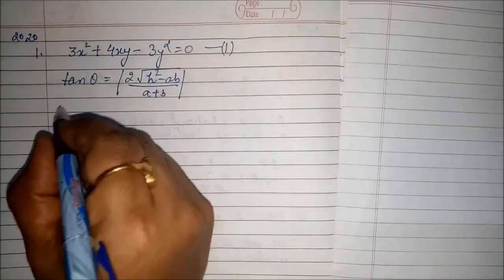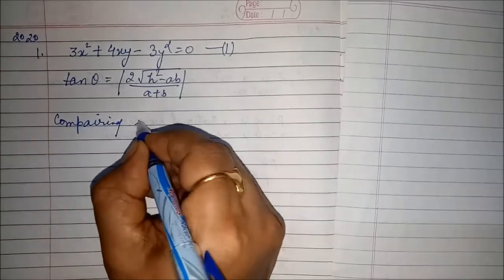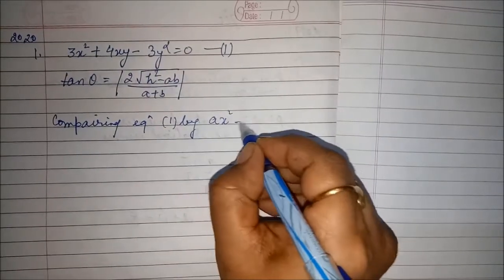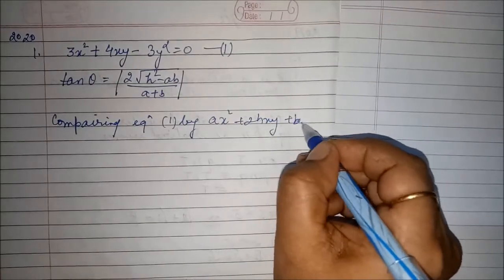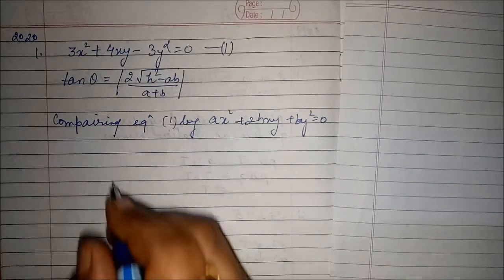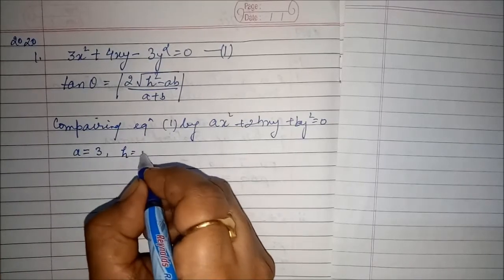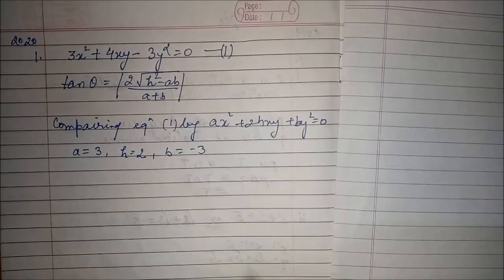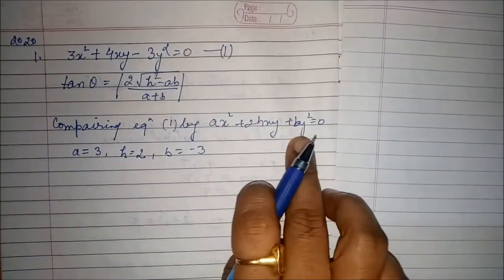Now let's see, comparing equation 1 with ax square plus 2hxy plus by square equal to 0. If we compare this, we get the value of a as 3, h equals to 2 and b equals to minus 3. These are the values which we get on comparing this equation with this general equation.